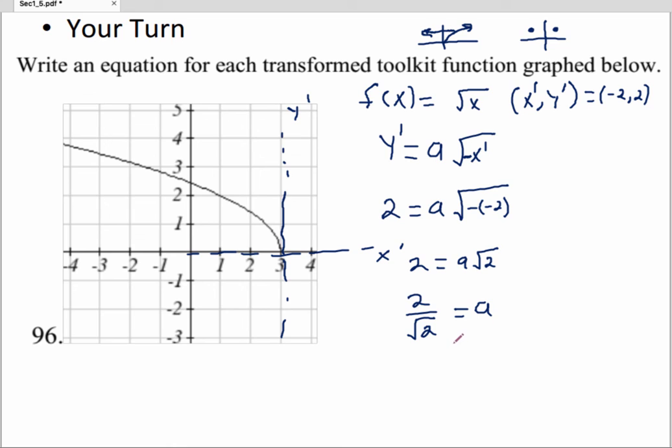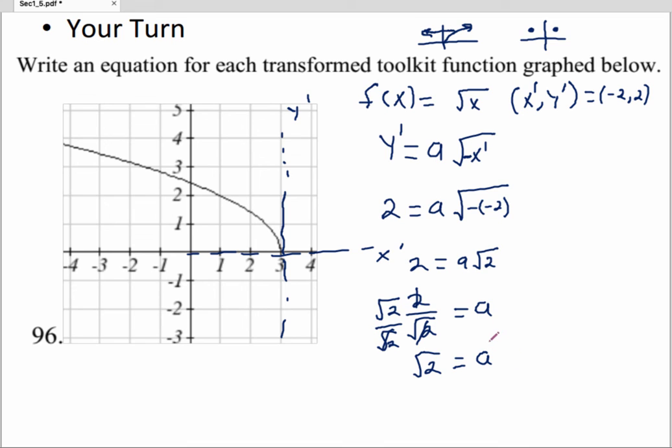Now the funny thing about square roots is that they can come in all sorts of different flavors. So if we multiply this numerator and denominator by square root of 2, in other words, multiply it by 1 in that form, square root of 2 times square root of 2 is square root of 4. Square root of 4 is 2. 2 divided by 2 is 1. So that gives me that the square root of 2 is my scaling factor a. Make sure what I just did there makes sense to you, okay?